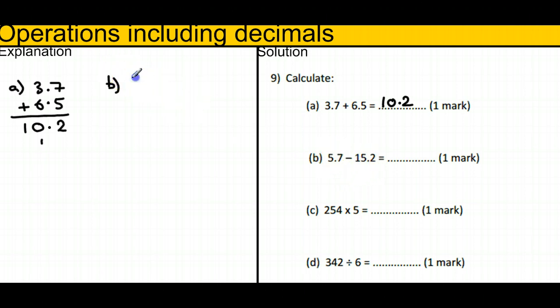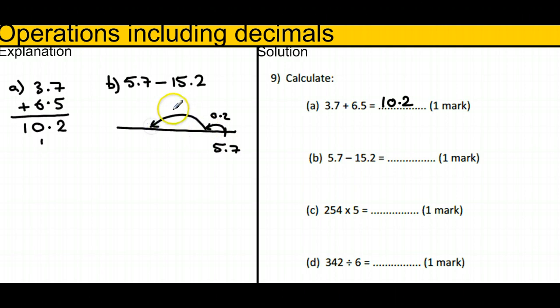We've got 5.7 minus 15.2. You can approach it in the column method, but because it's a positive and then you're going to end up getting in the negatives, it might be easier to use a number line. So if we start on 5.7 there, I'm going to take away 15.2. So I'm going to start by taking away 0.2, then take away 5, and we'll see where we're at there.